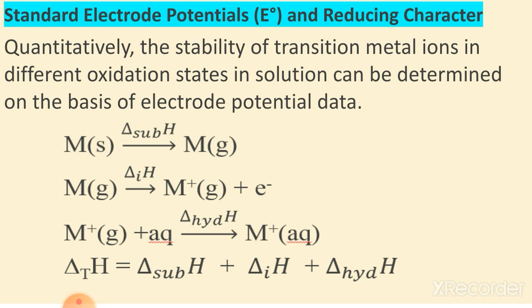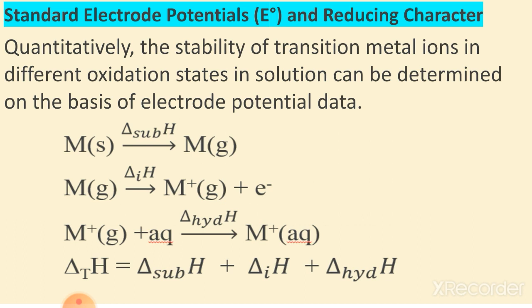Now students, when gaseous cations are dissolved in aqueous, that means water, in that condition the interaction of gaseous cations and water takes place. This will liberate some amount of energy, and this energy is known as hydration energy. So that's why ΔhydH. Delta means again change, hyd means hydration, H means enthalpy. Now the gaseous metal cation converts into metal cation in aqueous condition.